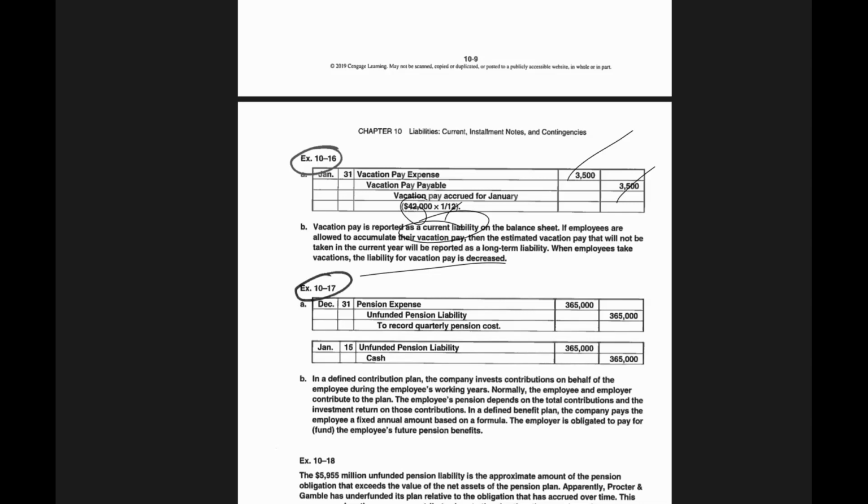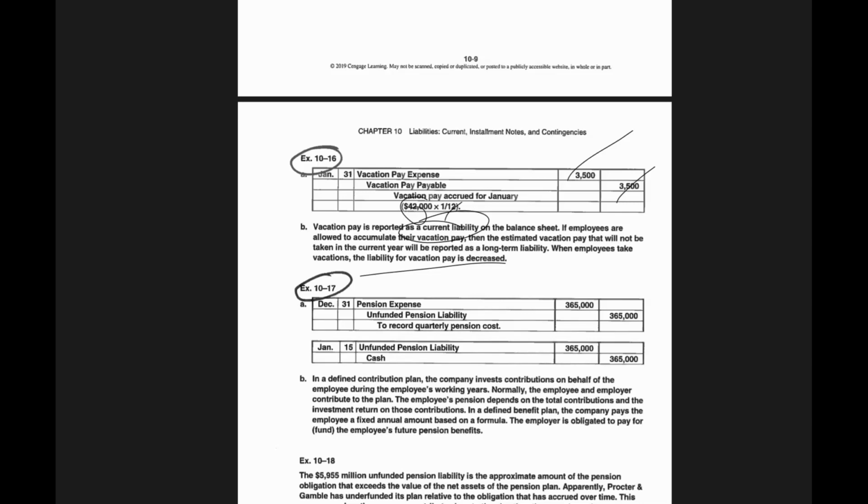Number 17. Uri operates a chain of gift shops. The company maintains a defined contribution pension plan for its employees. The plan requires quarterly installments to be paid to the funding agent by the 15th of the month following the end of the quarter. Assume that the pension cost is $365,000 for the quarter ending December 31st. Journalize the entries to record the accrued pension liability and the payment.